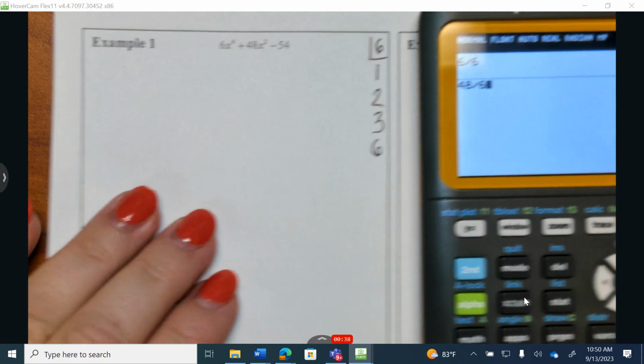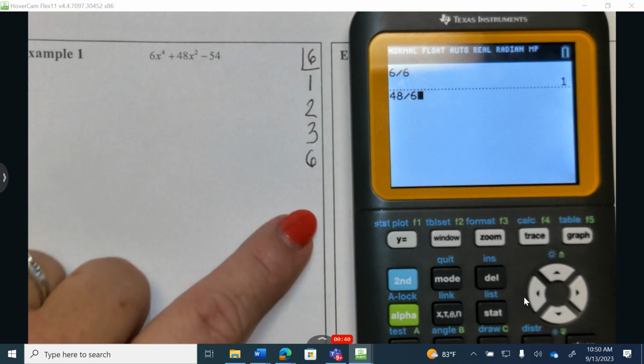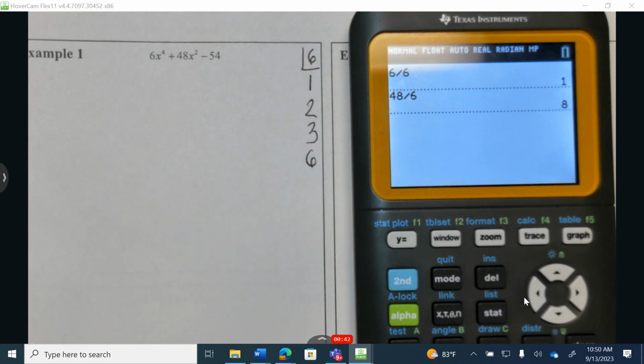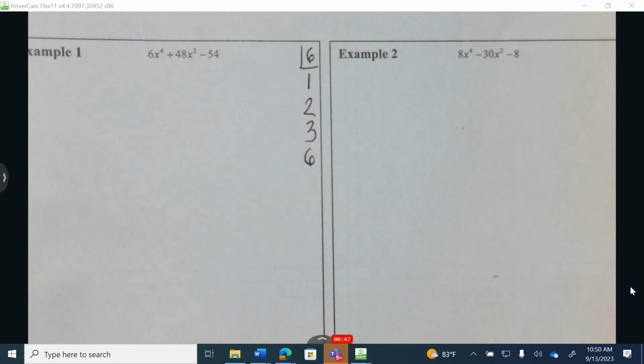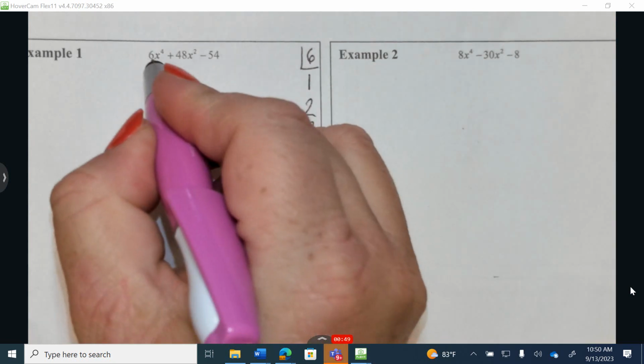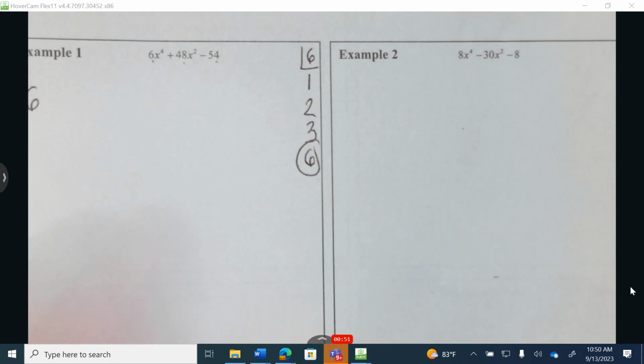48 divided by 6, it works. 54 divided by 6, it works. So I found the largest number in this list that divides out of each one of these, and so I put a 6 out front.